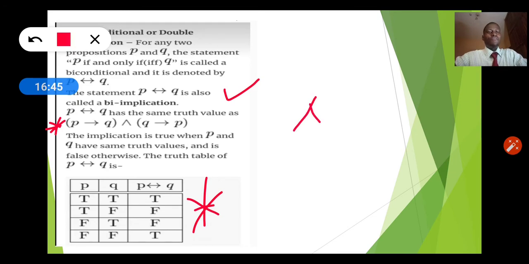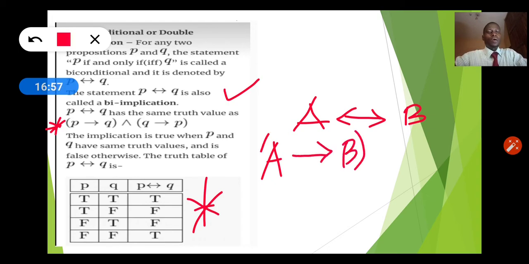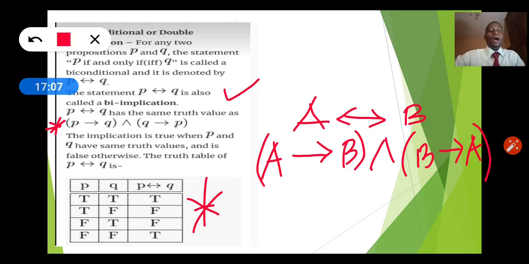So if I have A with this symbol B, it means A is a condition for B to happen and B is also a condition for A to happen. So both of them are conditioned to each other.